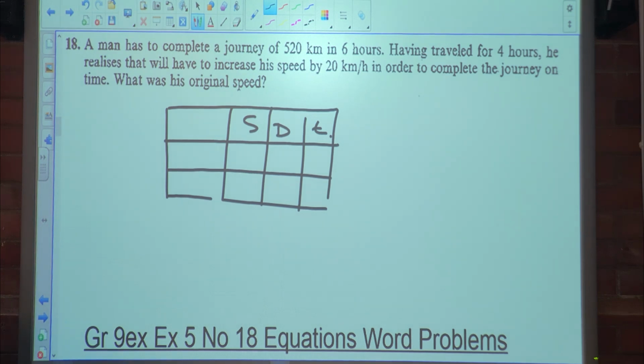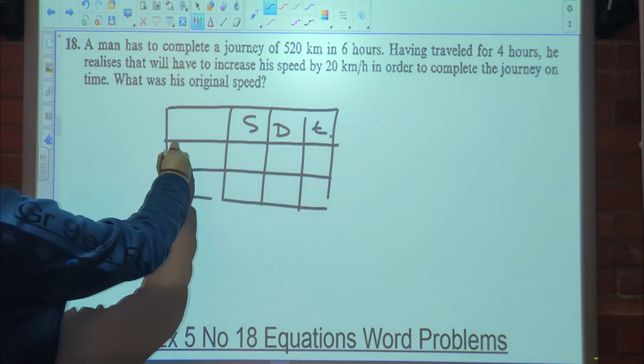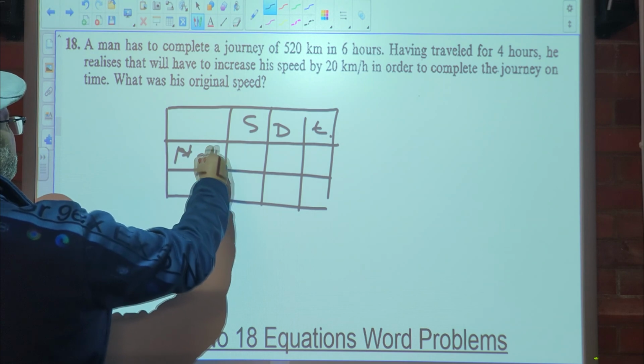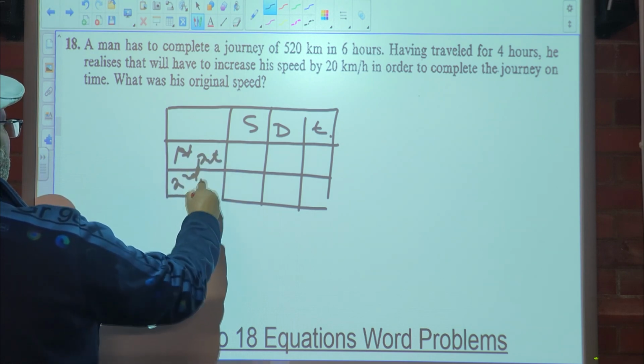Okay, so let's go again. A man has to complete a journey of 520 kilometers in 6 hours. Having traveled for 4 hours, he realized that he will have to increase his speed by 20 kilometers per hour in order to complete the journey on time. What was his original speed? So let's go with the first part, and of course the second part of the journey.